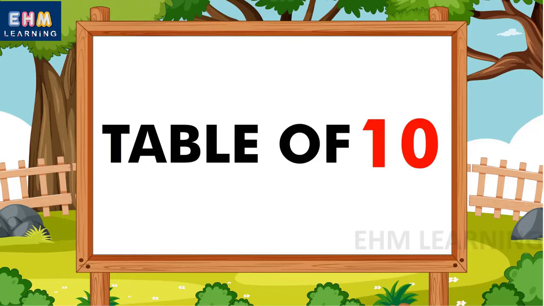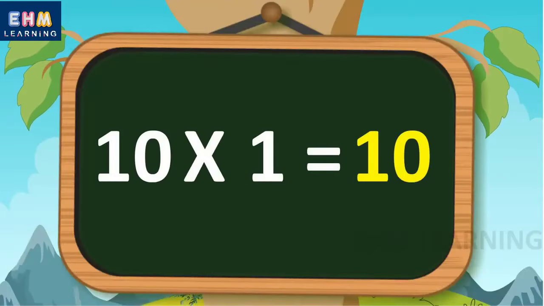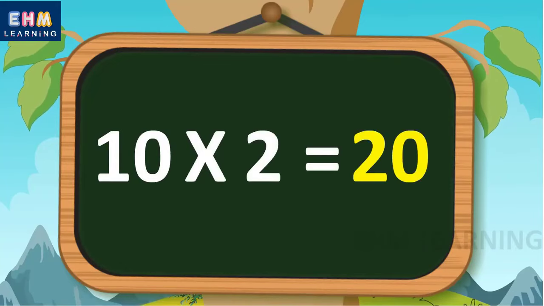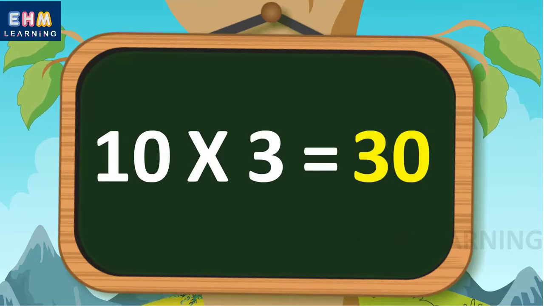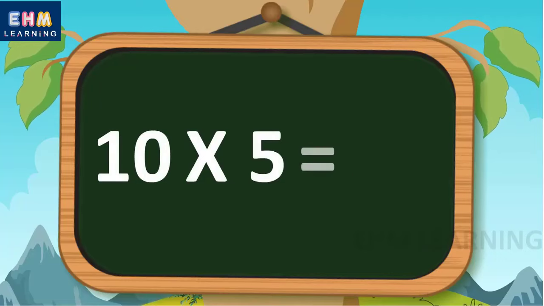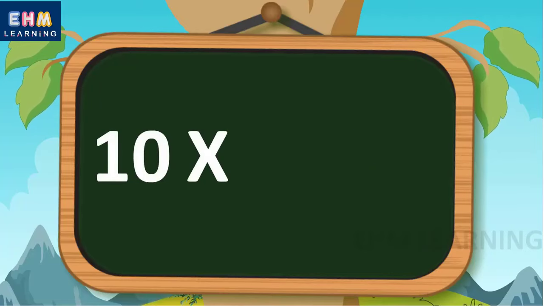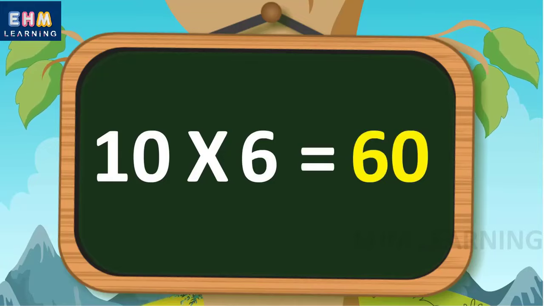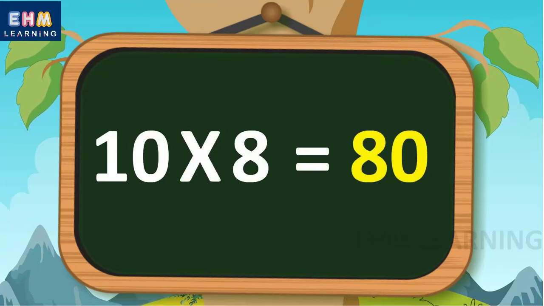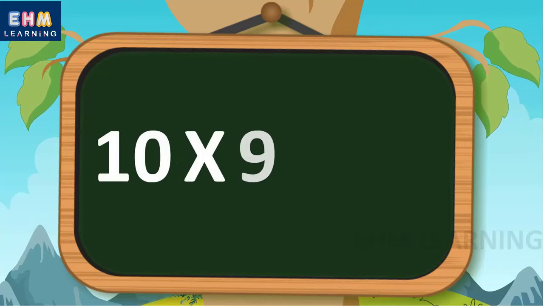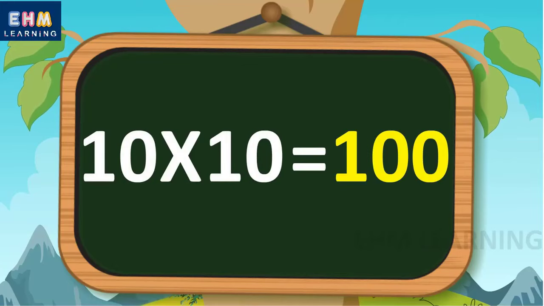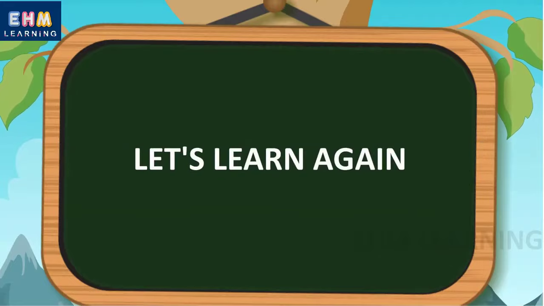Table of 10. 10 ones are 10, 10 twos are 20, 10 threes are 30, 10 fours are 40, 10 fives are 50, 10 sixes are 60, 10 sevens are 70, 10 eights are 80, 10 nines are 90, 10 tens are 100. Let's learn again.